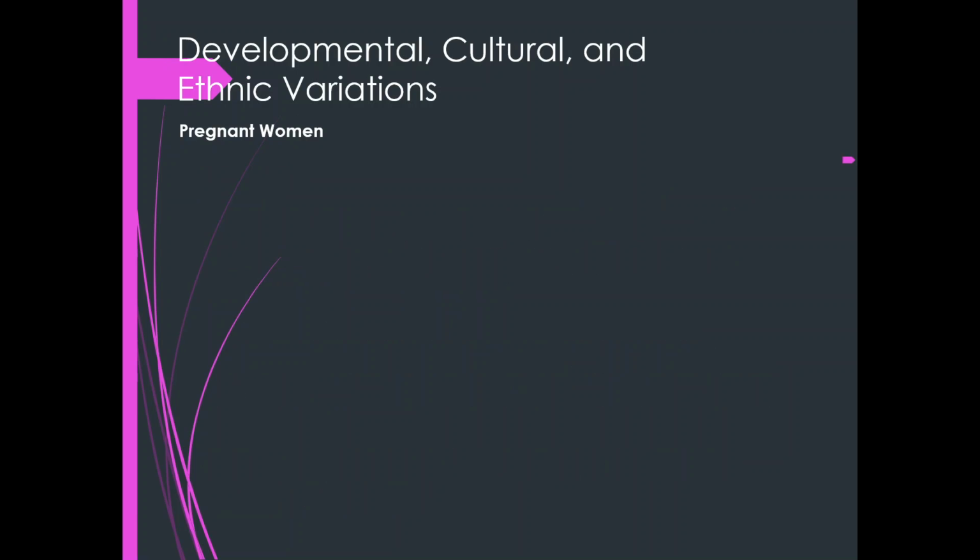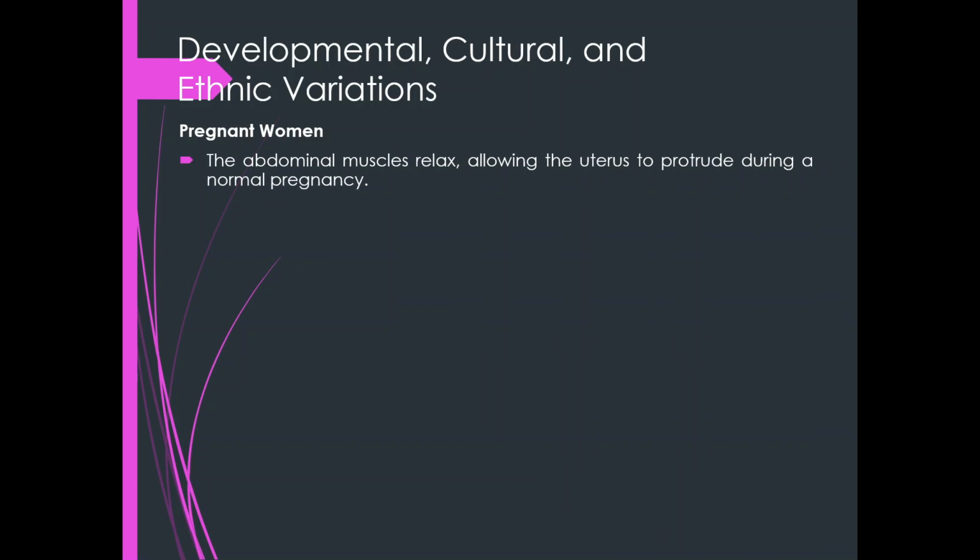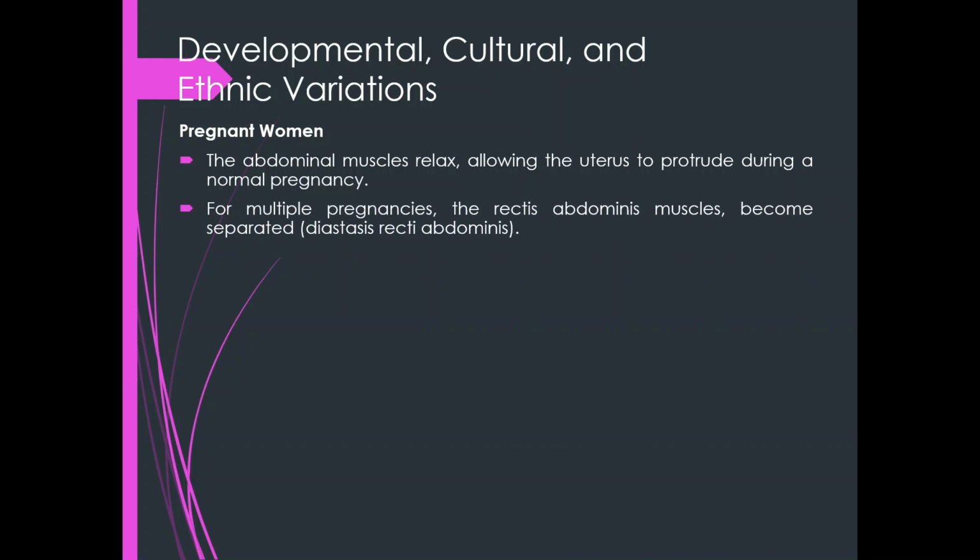In pregnant women, the abdominal muscles relax, allowing the uterus to protrude during a normal pregnancy. For multiple pregnancies, the rectus abdominis muscles become separated.